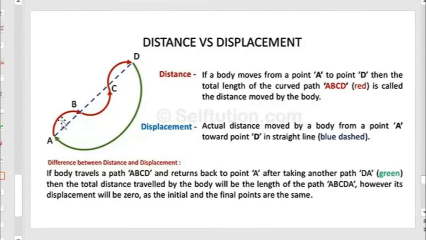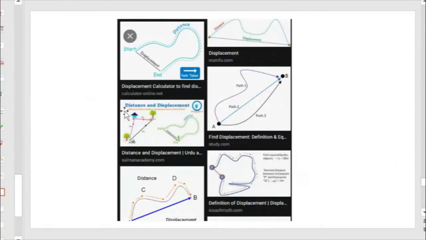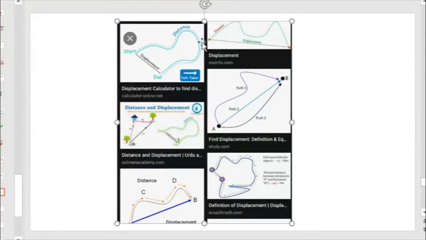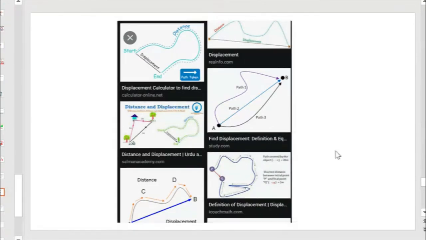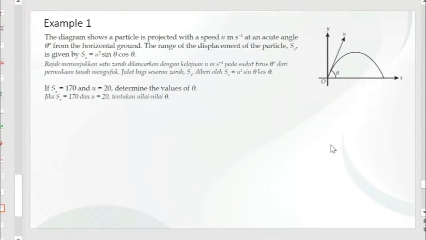You know what's the difference between distance and displacement, okay? More example. So this is the long path one, the distance. This one we call the distance. Then the displacement is from the starting point to the ending point, in a straight line. And this one is the displacement. You know the difference? This is the long way, but displacement is the distance in the straight line. Okay, so now we go to the question. Okay, we look at example 1.